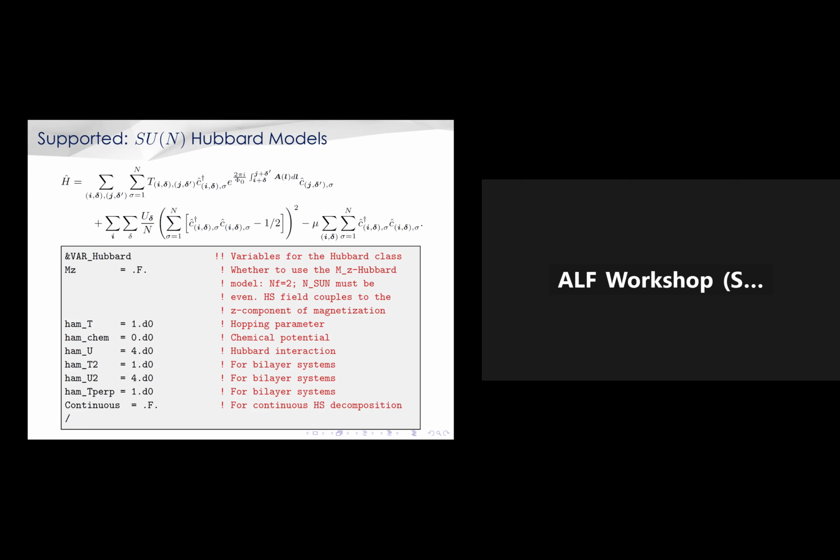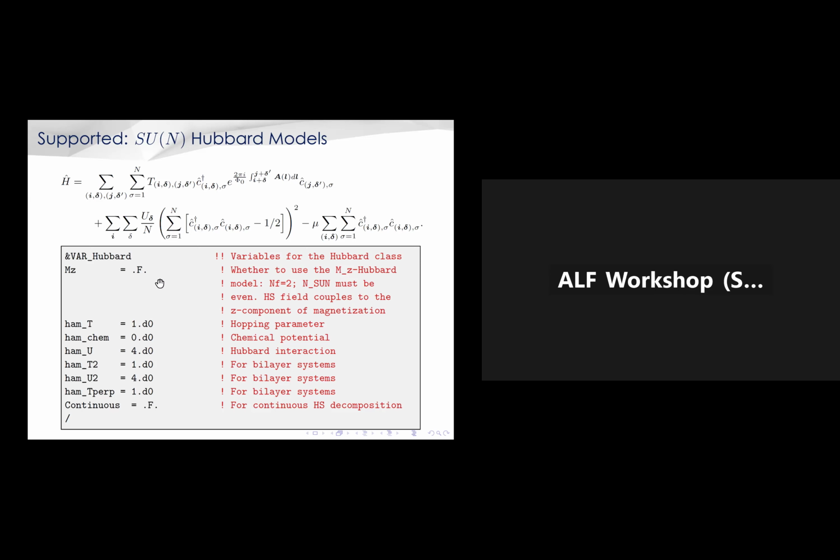Now, like I said, if you actually want to do the SU(N) Hubbard model, and in particular the density coupling I just mentioned, this is already a model class you have. And so these are the variables available for the Hubbard model as it is.